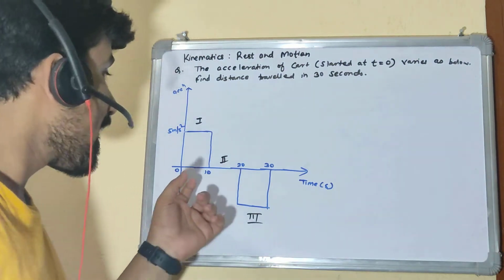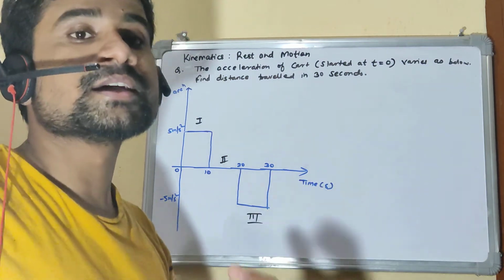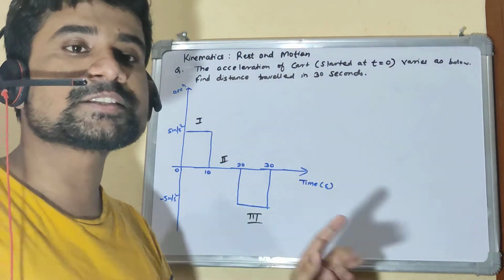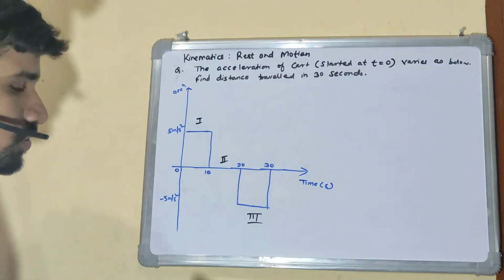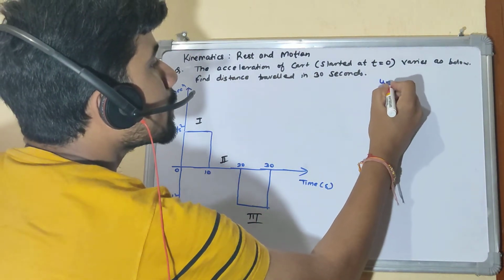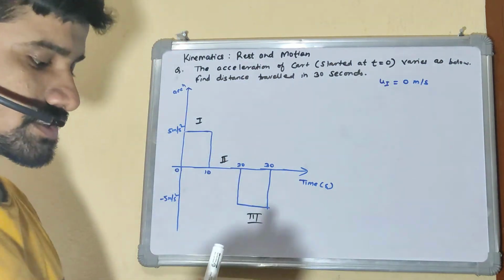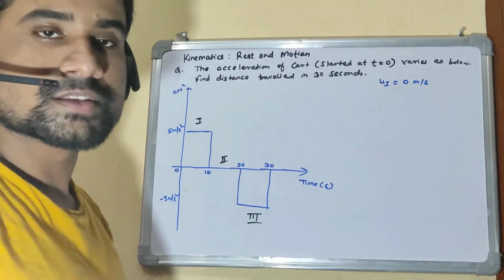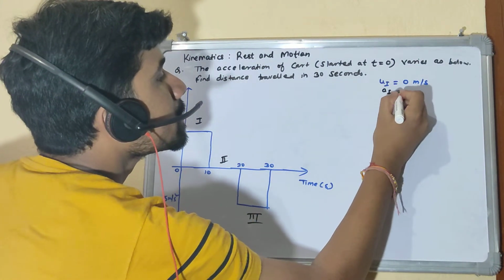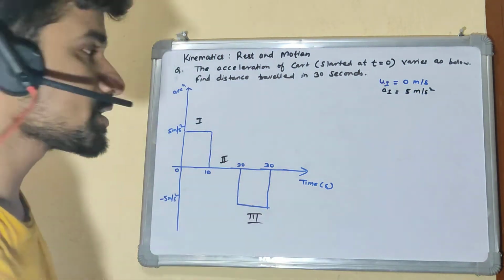Don't forget that velocity at the end of the second part will be the initial velocity for the third part, right? So I'll be using 1, 2 and 3 suffixes to indicate these parts. Initially u1, which is the initial velocity in the first part, is given as 0 meter per second, and acceleration in the first part is 5 meter per second square.